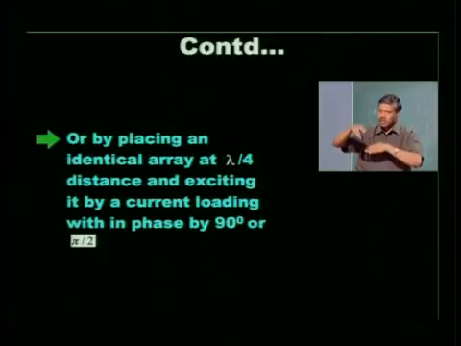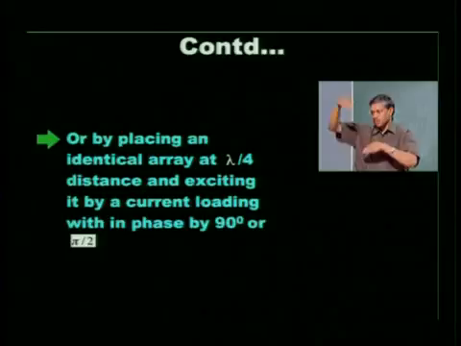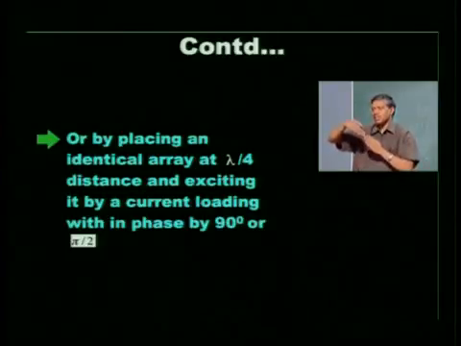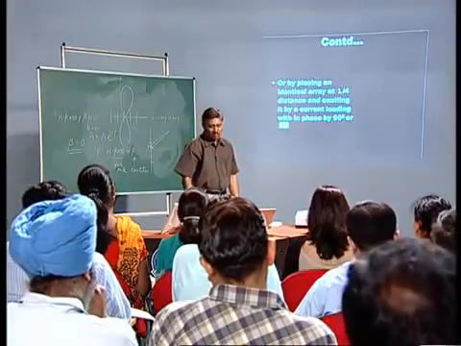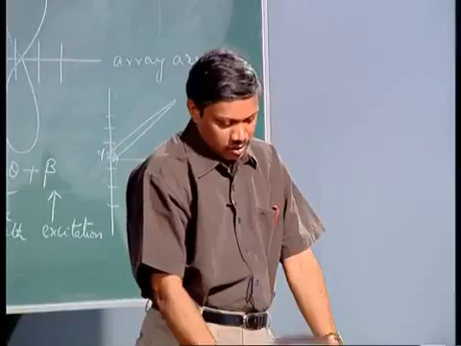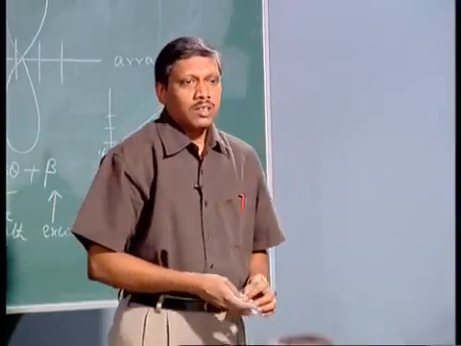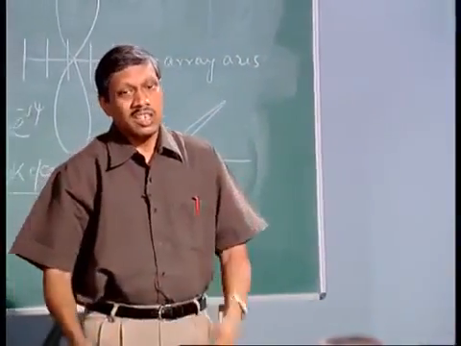If you calculate with lambda by 4 and pi by 2, the backward lobe and the upward lobe will be meeting out of phase. They will cancel each other. So you will get only a single lobe. This is a type of situation you can also generate. Then comes another situation called the ordinary end fire array.